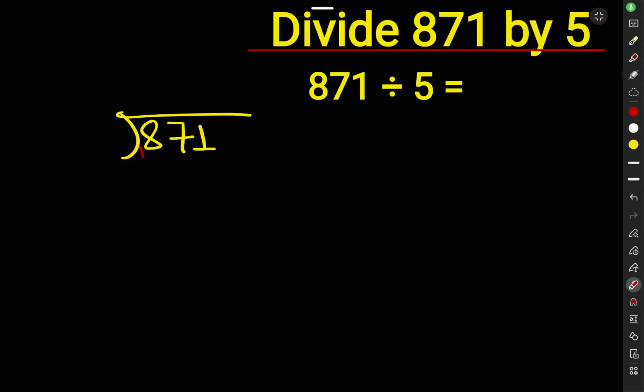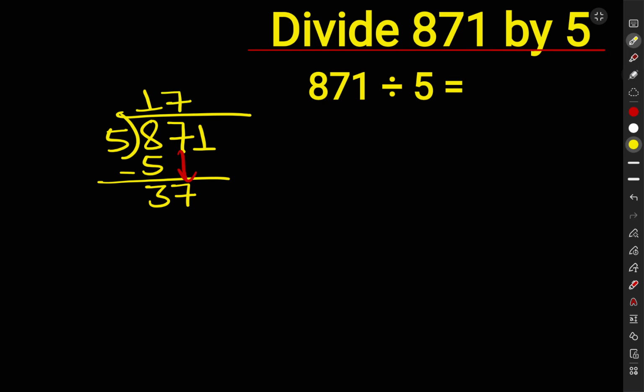We divide 871 by 5 in long division method. 5 times 1 is 5. On subtracting we get 3. So now we put down this 7 and it is 37.